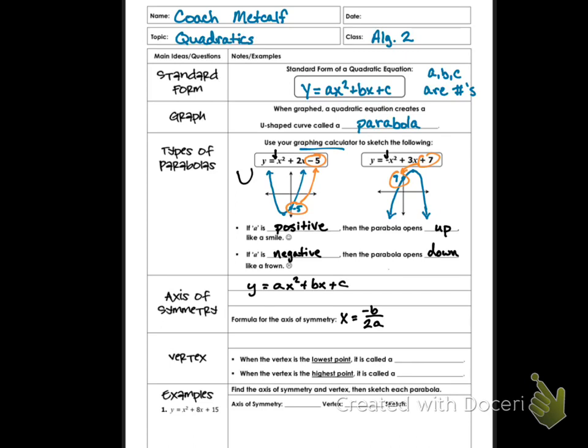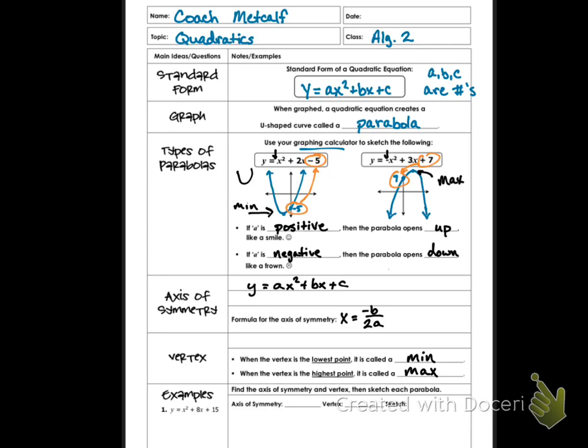All right. It says also when the vertex is the lowest point, it is called a minimum. When it is the highest point, it's called a maximum. Okay, so here up top, vertex, that's the lowest point, that is a minimum. And then this one over here, this would have a maximum, whereas that is our vertex. Okay, so we're supposed to do some examples, and we're supposed to find the axis of symmetry and the vertex, and then sketch the parabola.